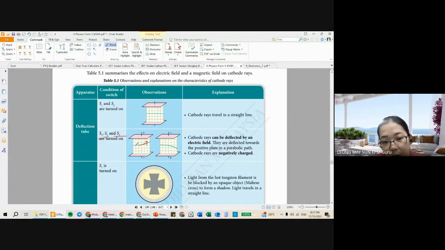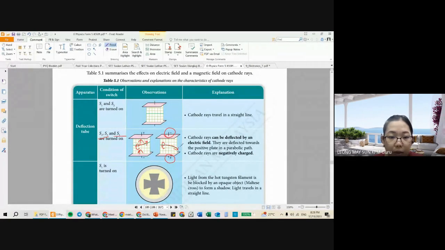Because the electrons are negatively charged, they will be attracted towards the positive plate and repelled by the negative plate. That's why it actually curves upwards. And if you switch the power supply for the deflection plate, whereby the bottom part is positive, the electron's cathode ray will move towards the positive plate.